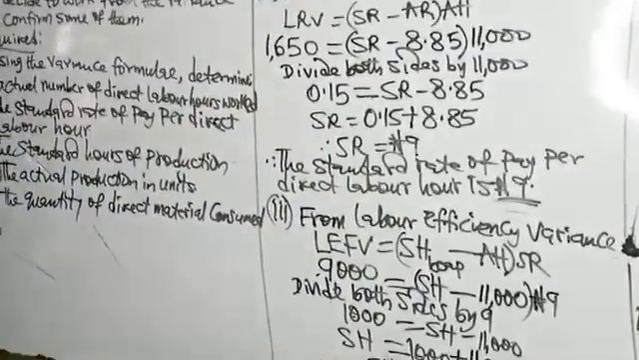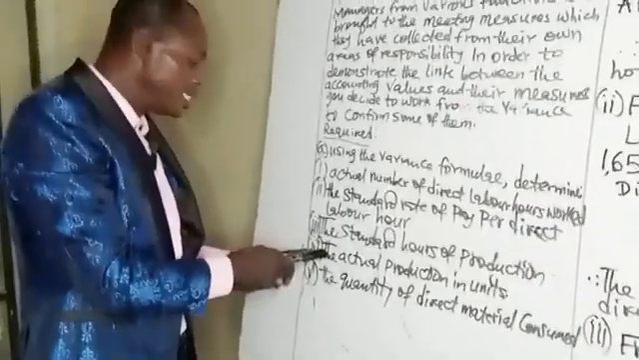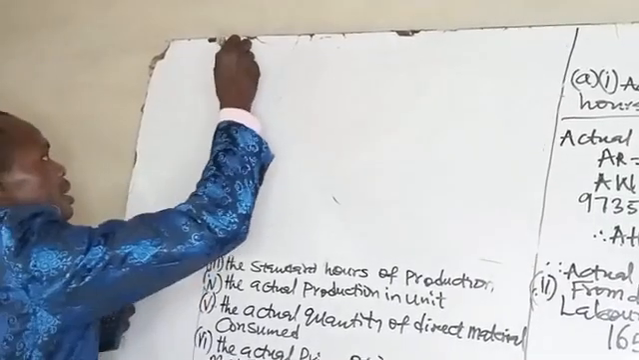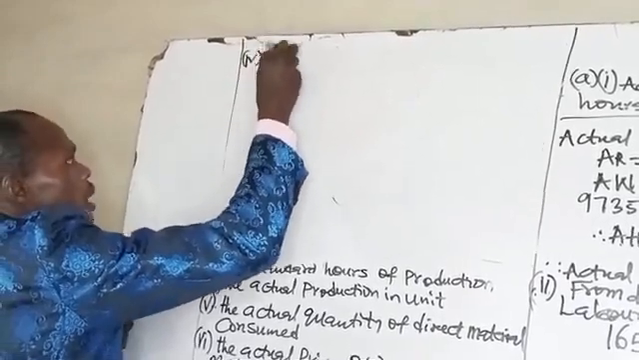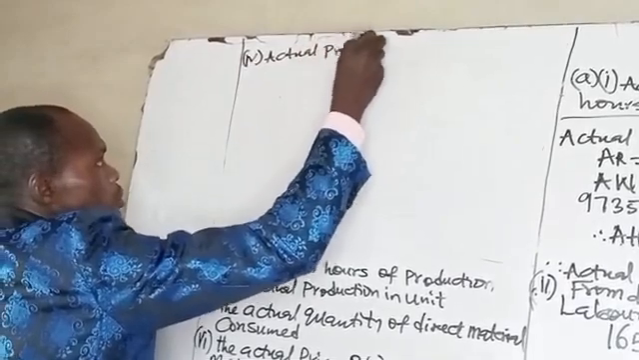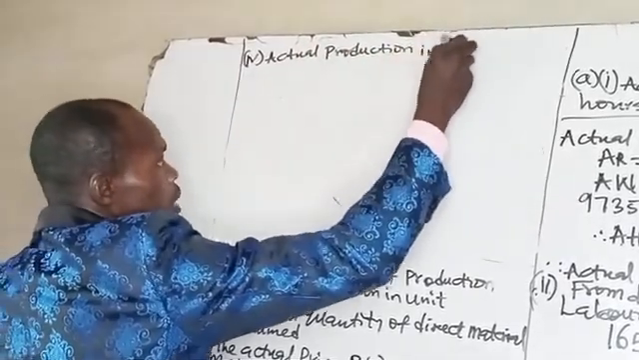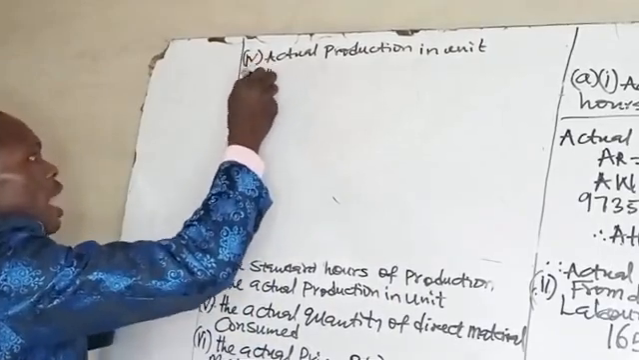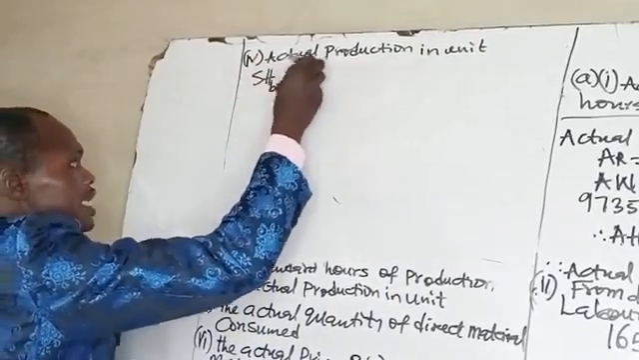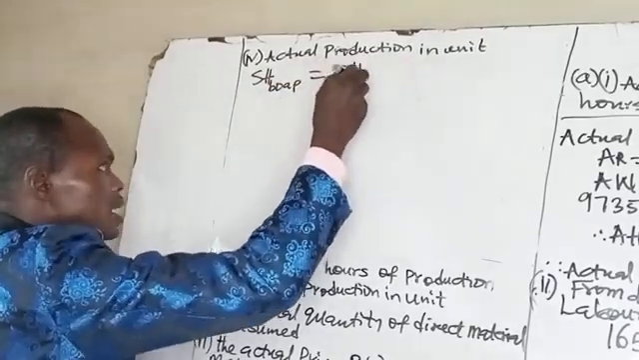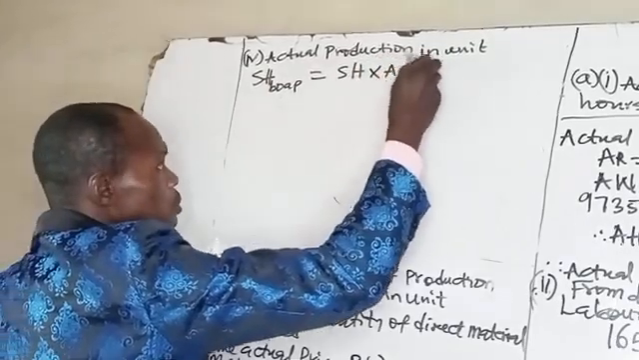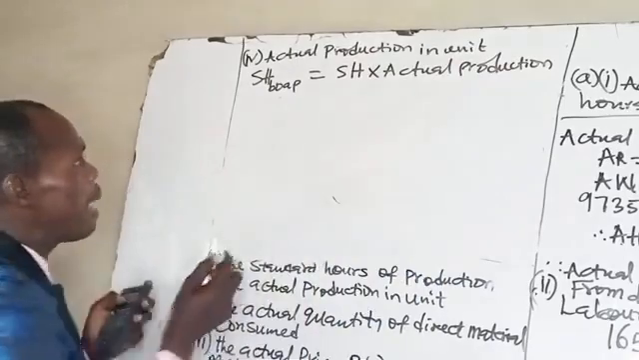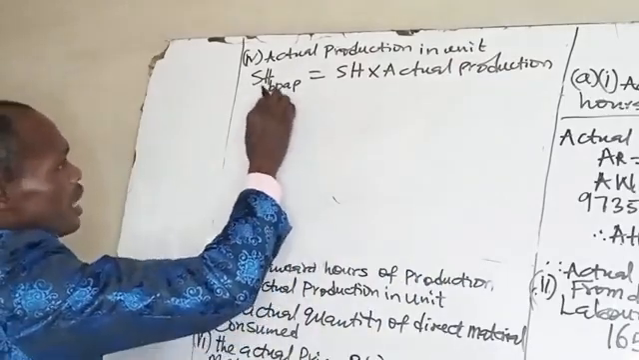Back to the question. In Roman figure 4, you are to determine the actual production in units. Remember, in the Roman figure 3 we just calculated the standard hours of production. Standard hours of production is based on actual production. I said it's equal to standard hours per unit times actual production. And it is the actual production that is required here. So that means we can make use of this.